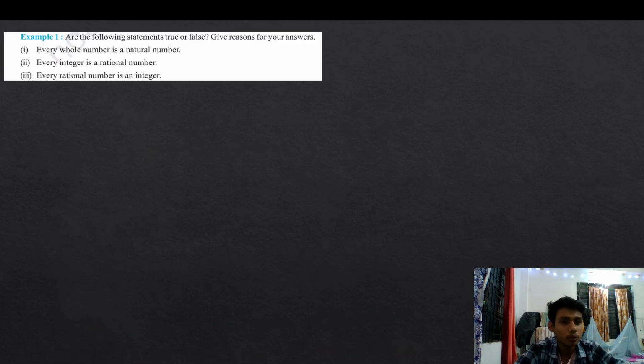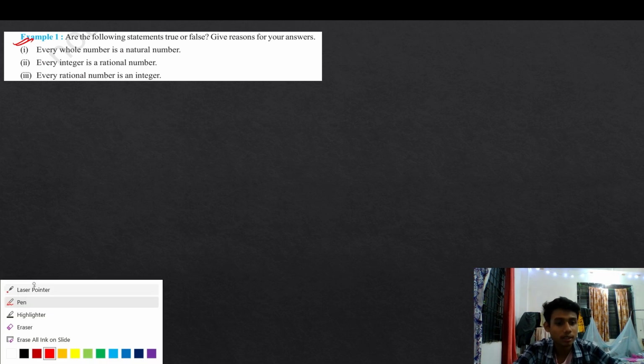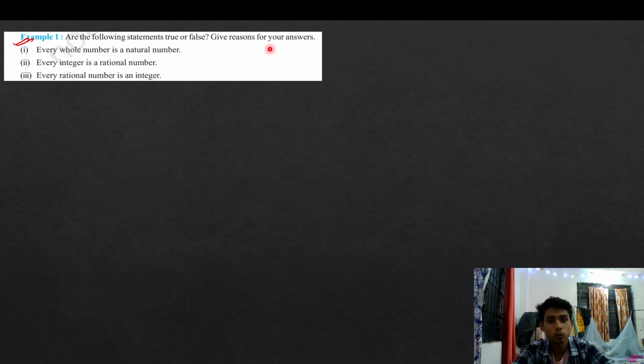Now let us come to the example questions. Now the question here says, are the following statements true or false? Give reason for your answer. The first question says, every whole number is a natural number. Is it true or is it false? The answer is false, because 0 is a whole number but not a natural number.